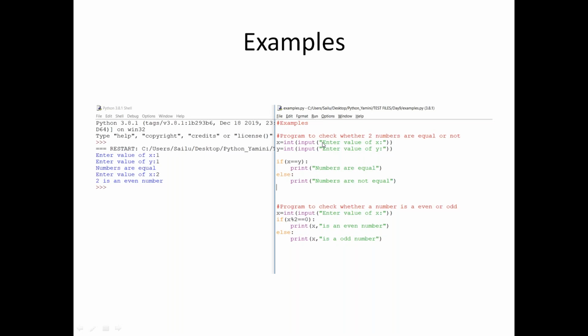A program to check whether two numbers are equal or not. I want to check whether my first number is equal to the second number, which is given by the user. So the first number I'm collecting from the user, storing it in one variable. The second number also I'm collecting from the user and storing it in another variable. So you can see here, input: enter the value of x, enter the value of y, and both should be an integer. So I just applied a function called int and stored them in different variables x and y. How are we going to compare whether both are equal or not? Double equal. So if x double equal to y, then print numbers are equal, x and y are equal, else print numbers are not equal.